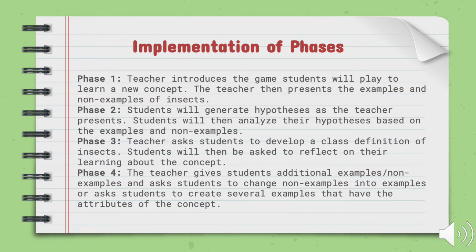And so all of the other phases are going to work the same. They're going to generate their hypotheses, and they're going to develop a class definition of insects, and then they're going to be asked to reflect on the learning of the concept. And then in the last phase, the students will be given either an example or non-example, and if they're given a non-example, they'll ask what this non-example needs in order to become an example. So you show a spider, and then what attributes of the spider would have to be different in order to be considered an insect.